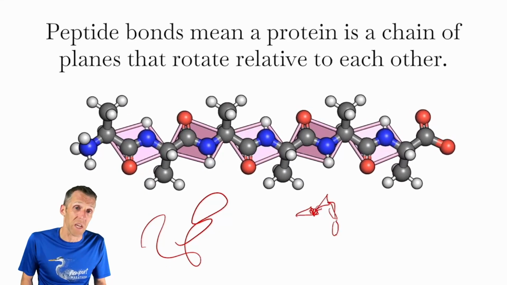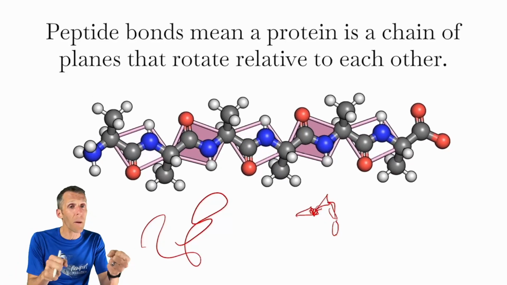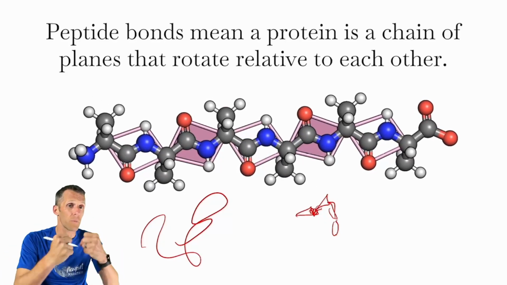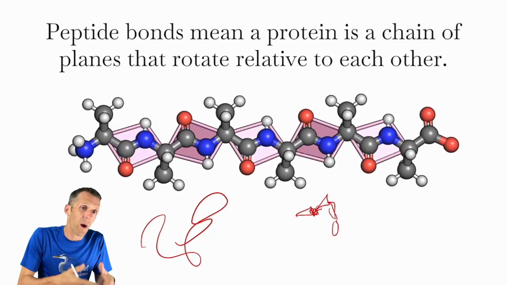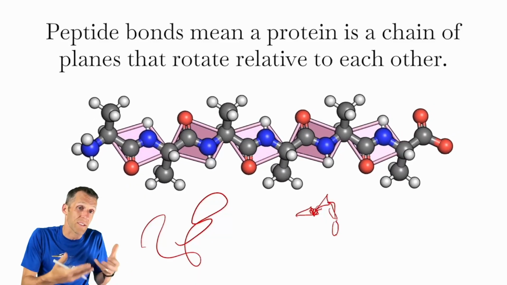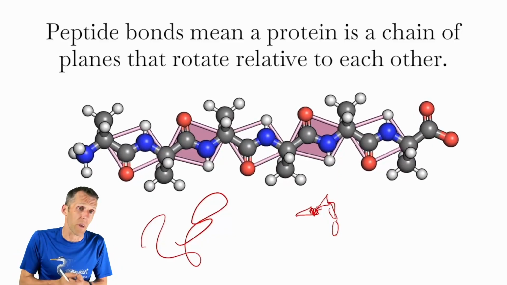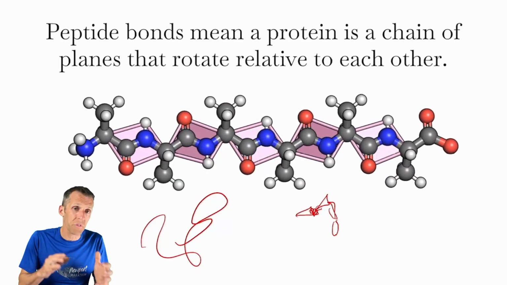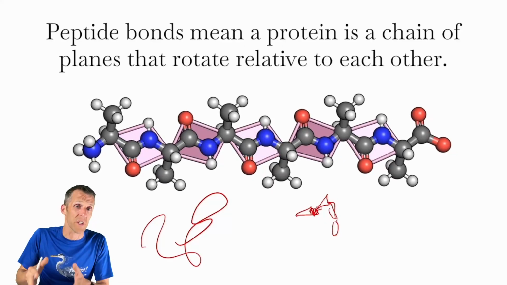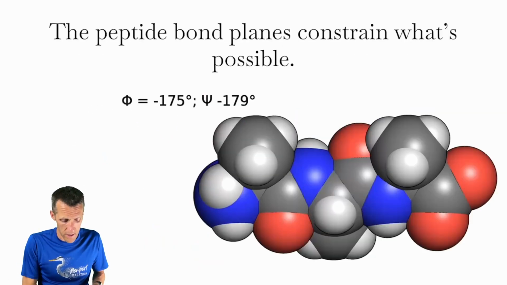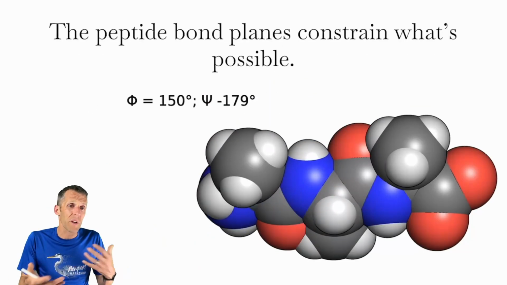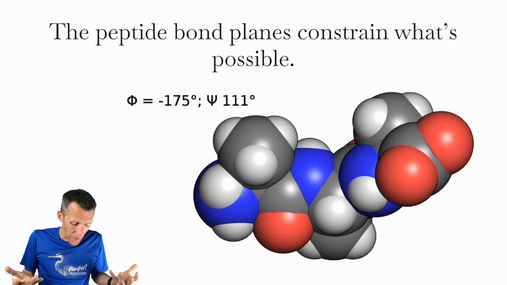Think of a bicycle chain compared to spaghetti, right? A bicycle chain can flop, sure, but it's constrained in what it can do because it's made out of links. We can think about proteins and amino acid chains exactly the same way. They have constraints on where they can rotate because of these peptide bonds. And we'll see later that's actually really important for the formation of specific protein structures. Further, the presence of these peptide bonds just constrains what's possible.